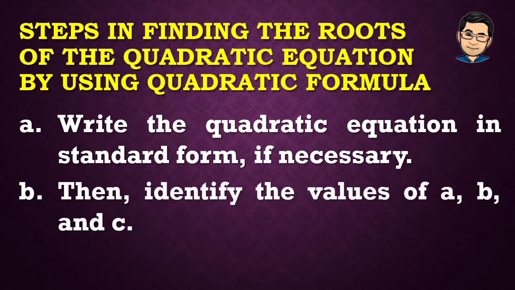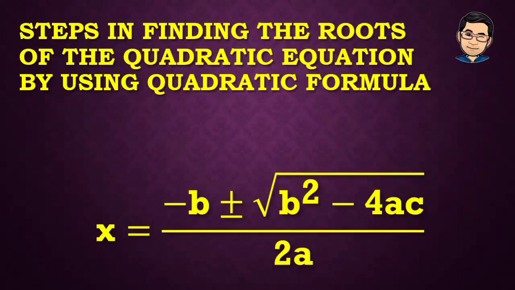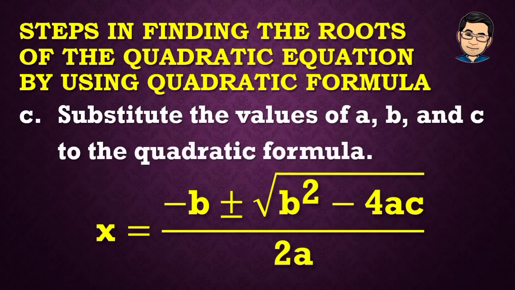Next, identify the values of a, b, and c. Yung a, b, and c na to, ito yung quadratic term, linear term, and constant term. Yung mga numerical coefficient, yun yung mga values ng a, b, and c. So let's have the next step: substitute the values of a, b, and c to the quadratic formula. The quadratic formula is x equals negative b plus minus the square root of b squared minus 4ac all over 2a.